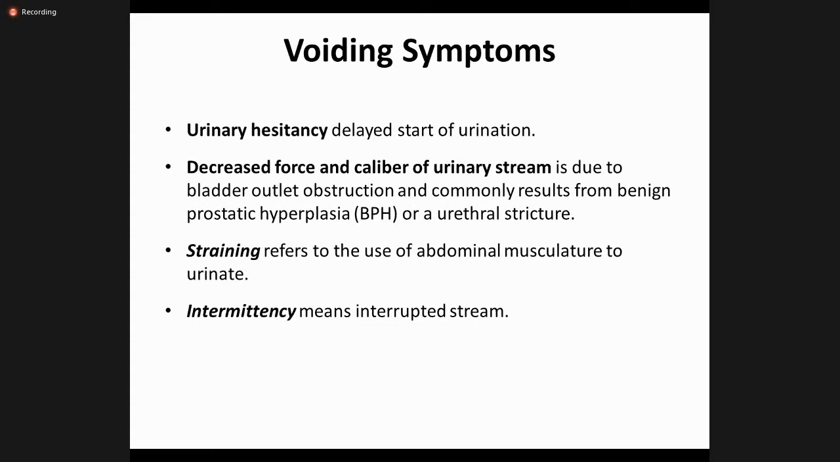Straining. The patient will complain that he or she has to strain while voiding. It refers to the use of abdominal musculature to urinate. What is intermittency? Intermittency means an interrupted stream. The patient will tell you that the stream is intermittent. It is not a continuous stream; the stream is intermittent.